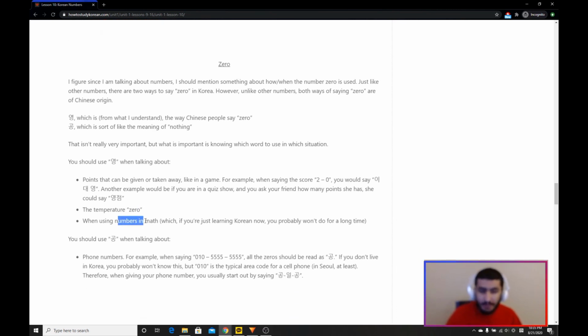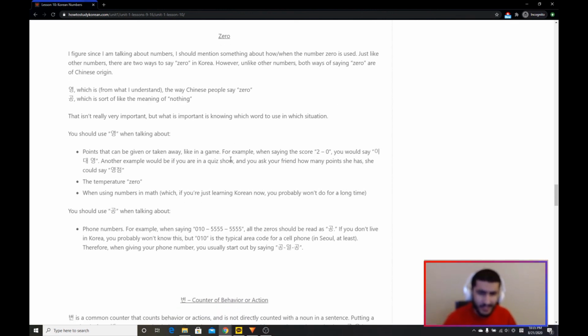And when using numbers in math, which if you're just learning Korean now, you probably won't do for a long time. I don't know how to do math in Korean, I just realized. I learned plus, minus, multiply, divide, all that stuff. But I think once I got to fractions I was like, hold up. You mean to tell me 3/4 is 4 of 3? Like what? Or 4 comes before 3. Actually, that's something I should have added in my previous video talking about general versus specific, because they talk about the bigger number first. But once I saw fractions, I was like, yeah, I'm not going to learn that. And I kind of forgot how to do that stuff.